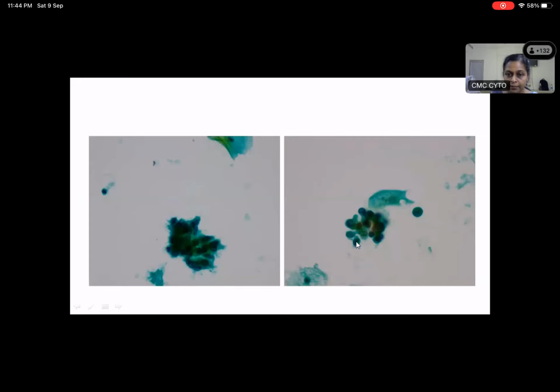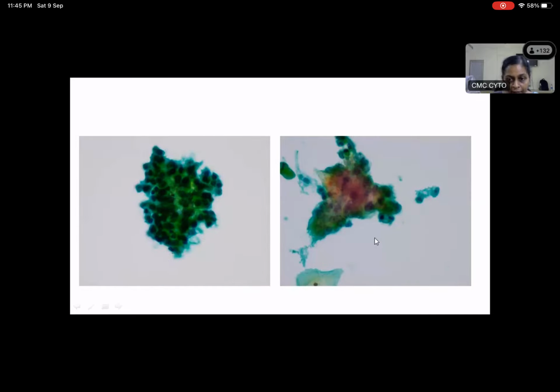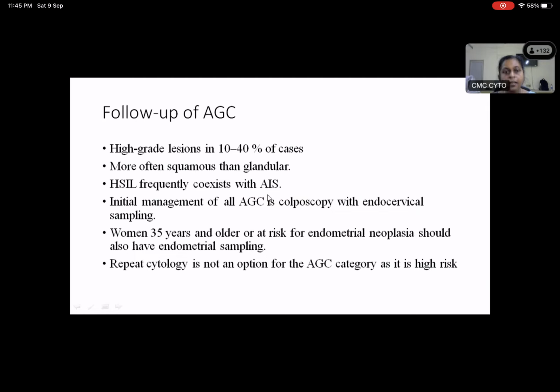Again, cells like these. When I look at this, I even wonder, is this actually HSIL that I'm looking at, or is it glandular cells that I'm looking at? I'm really not sure. So I might report these as atypical glandular cells. So these are some things which can be reported as atypical glandular cells. They turn out to be high-grade lesions 10 to 40% of the time, and they're more often squamous than glandular. And HSIL frequently coexists with this.